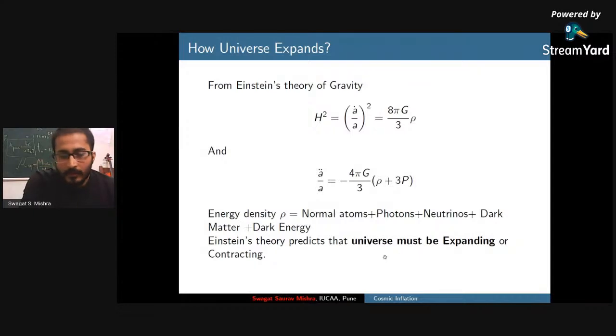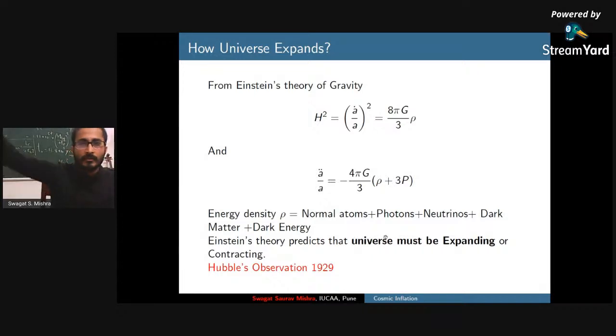Now it's up to observation to figure it out. And so Hubble did the observation and figured out that all the galaxies in the universe that he saw, faraway galaxies, are going away from each other. So the universe is really expanding. That was a verification of Einstein's theory of gravity. So let's take these facts at face value and let's run the logic forward.